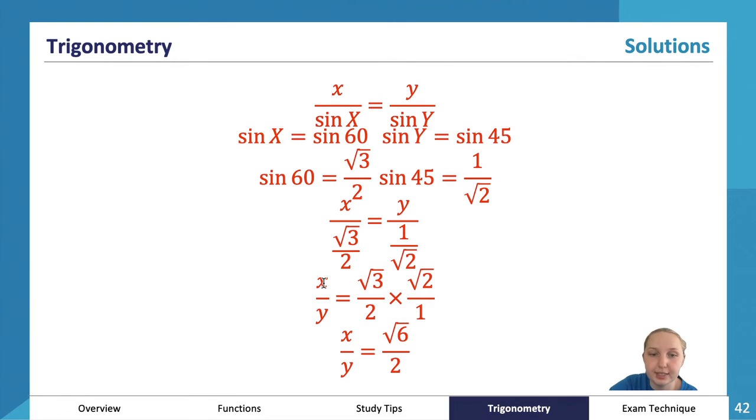So therefore, we can say that x on y is equal to root 3 on 2 multiplied by root 2 over 1. And then we just end up with x on y is equal to root 6 on 2.